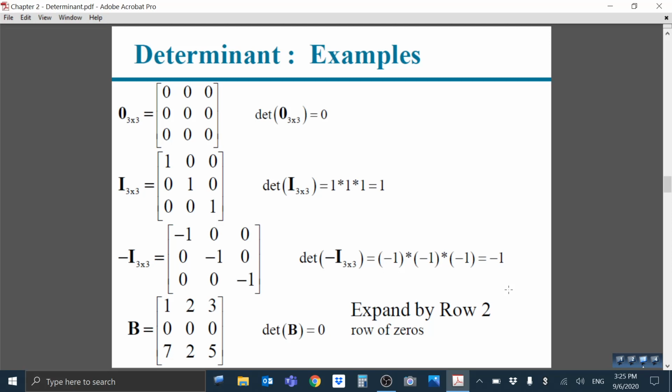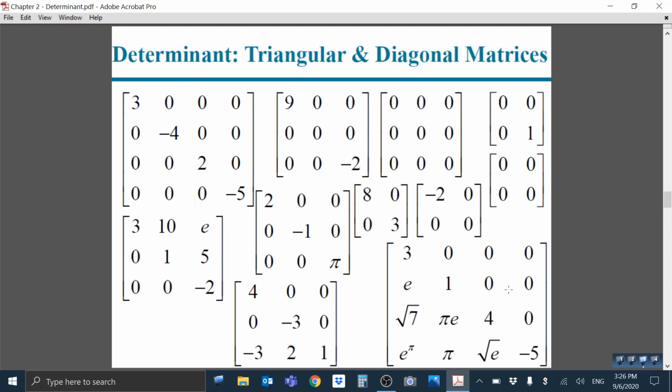Now if somebody wants to expand by row 1, that person is welcome to do it. At the end of the day, the determinant will still be 0. But that person is going to work a lot more than somebody who knows what he's doing. So it's very important to learn the properties. When you know the properties, you simplify your life. You go faster in computation.